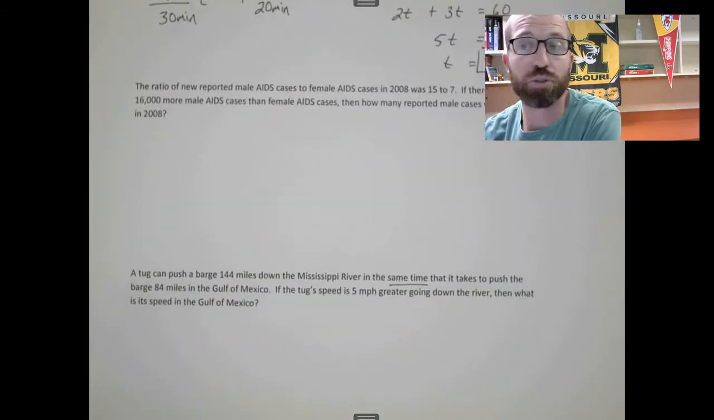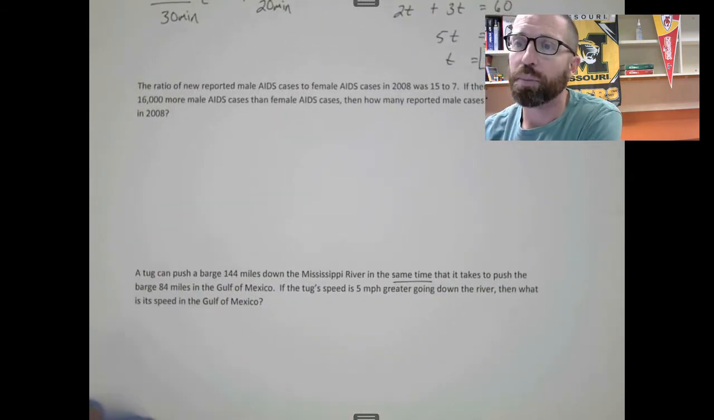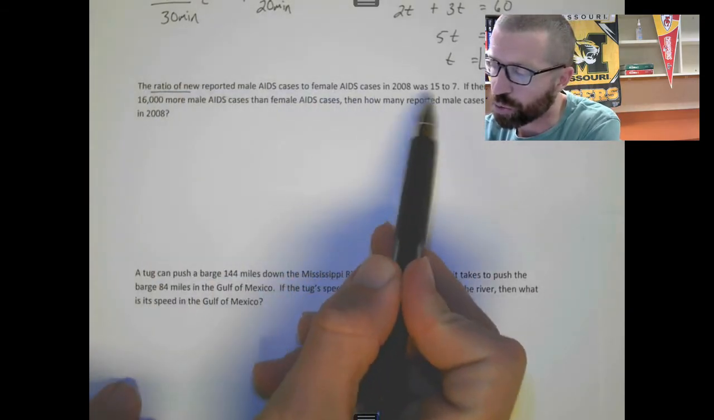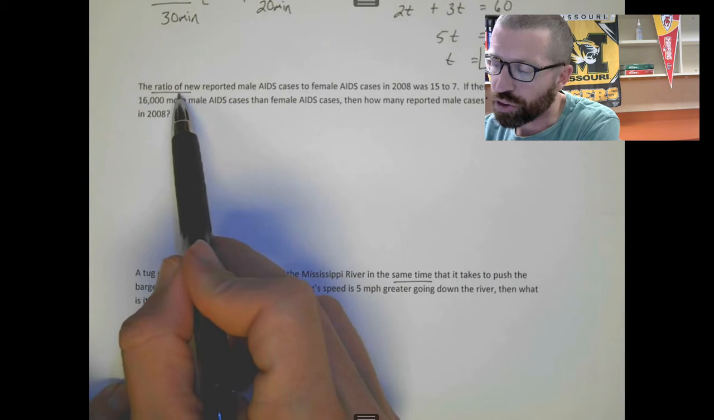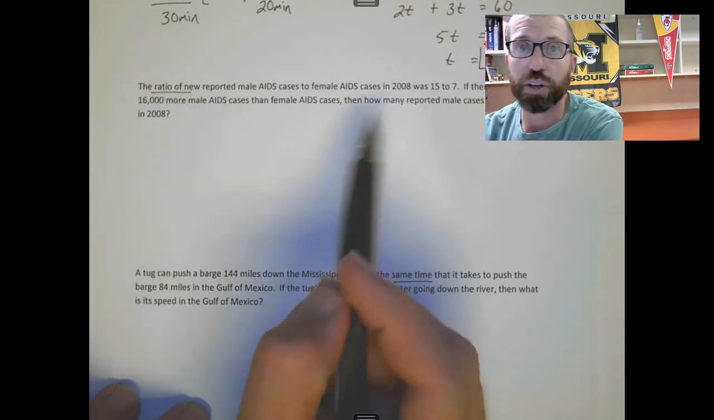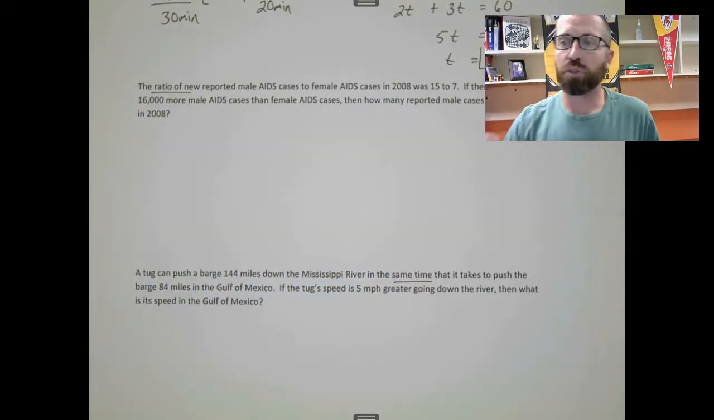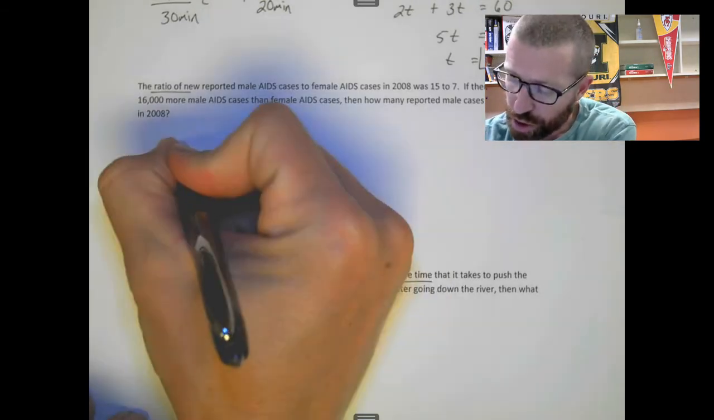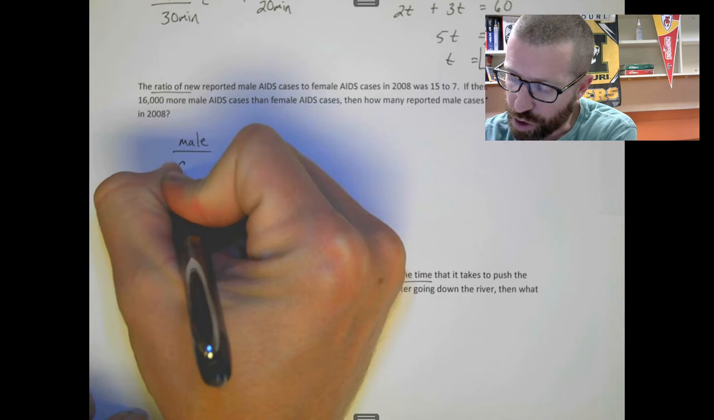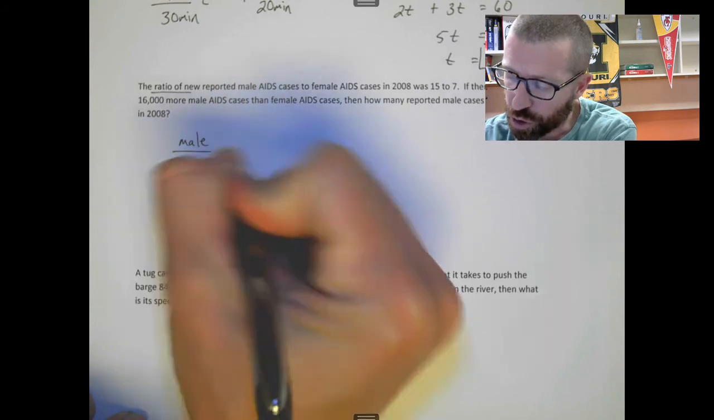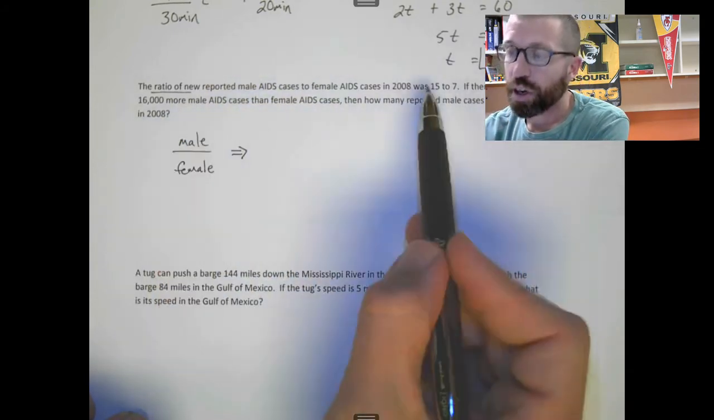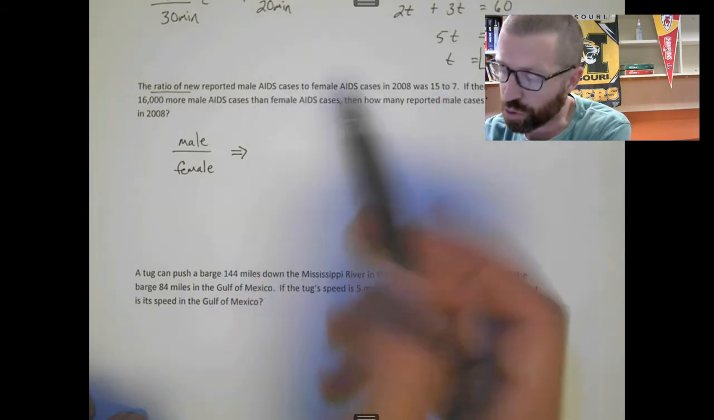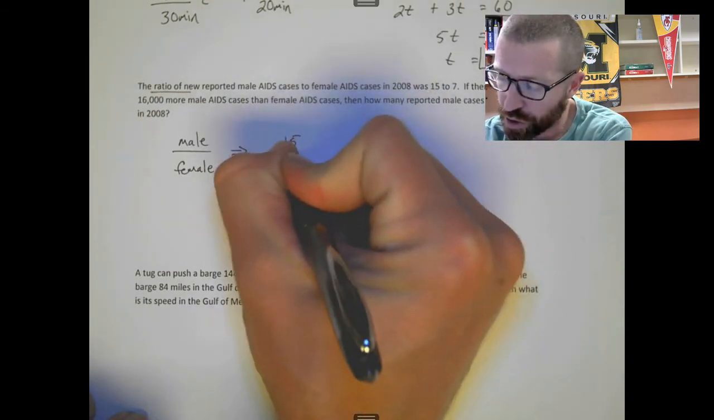Okay, pause and try the next one if you haven't already. This says a ratio of new reported male AIDS cases to female cases in 2008 was 15:7. So this is a ratio, which implies we have to figure out what's on top and what's on bottom. They're comparing male and female, so I'm going to put male on top and female on bottom. When I set up my proportion, that's the pattern I'm going to use. So 15:7, male over female, is 15 over 7.